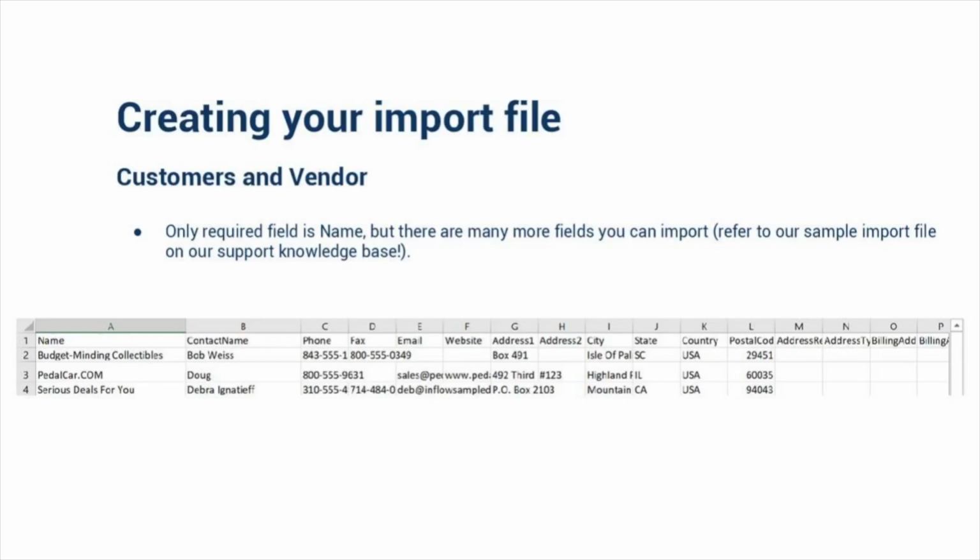All right, so importing your customers and vendors, this is pretty straightforward. It's very similar to a product details import. So you're going to have your customer or your vendor name. This is the unique identifier in inFlow, so you can't have more than one customer or vendor with the same name. You're going to have a column for your name, and that is the only required field that you need in a customer and vendor import. You can include other columns, so contact name, the email, the shipping address. If you're ever in doubt for which fields you can import, again, refer to our sample import file on our support knowledge base, or export your current customers or vendors out of the system and use that export file as your template.